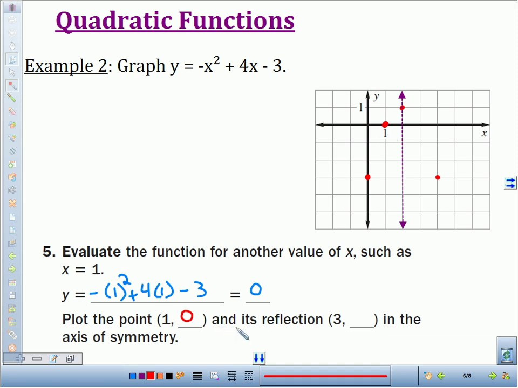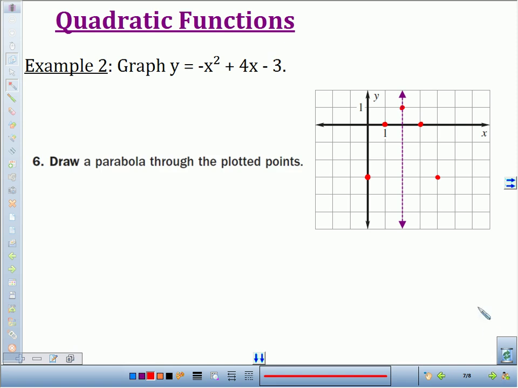After I do that, I want to reflect it just like I did before. Now, since this point is on the x-axis, the other point's also going to be on the x-axis. Since this point is 1 unit away from the axis of symmetry, I'm going to place the other point 1 unit away from the axis of symmetry. And there is my other point. And it is at 3, 0.